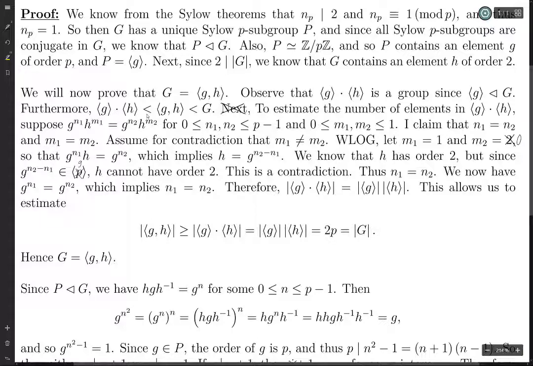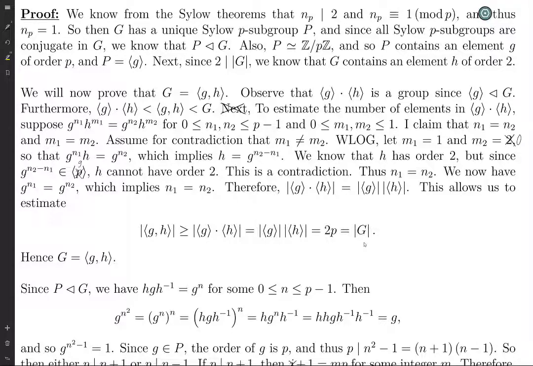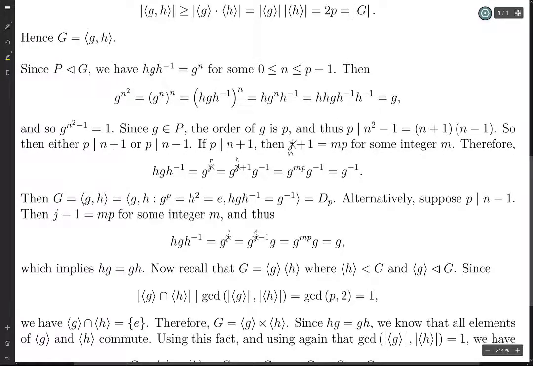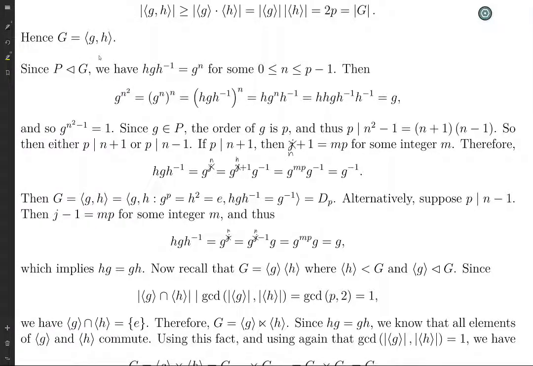Okay, so then we estimate. Since we have this containment up here, G times H is contained in the group generated by G and H. The order of this group is greater than or equal to the order of this product, which we know is equal to 2p, which is the order of G. But the group generated by G and H is a subgroup of G, and if it's a subgroup of G which has the same order as G, then it must be precisely G. Okay, so we have this nice form for G. It is a group generated by these two elements, and now we can proceed from here.